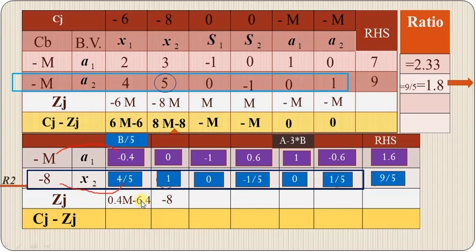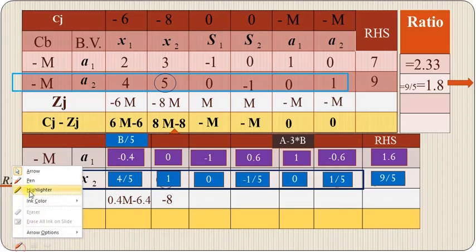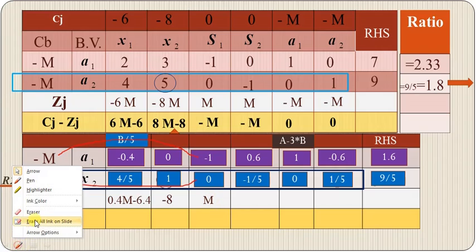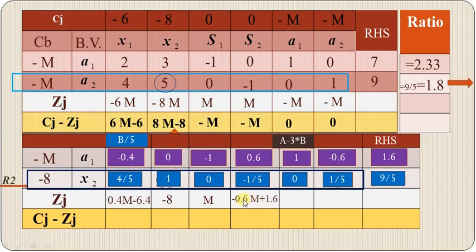Before that, first of all I am calculating all the values of Zj. So we'll get, second, minus m into 0, 0, minus 8 into 1, you will get minus 8. Similarly, for the next one, minus m into 1, that is minus m, plus 8 into 0, you will get m. Similarly, we can write all other values, that is minus 0.6m plus 1.6, minus m, 0.0m minus 1.6.